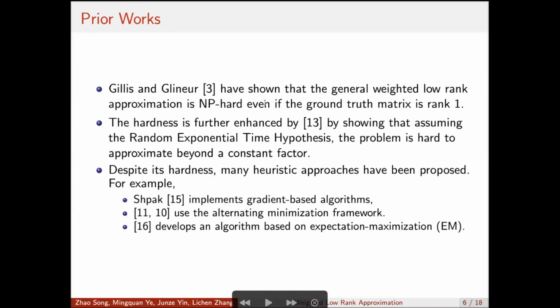Prior works focus on showing that the general weighted low-rank approximation is NP-hard, even if the ground truth matrix is rank 1. The hardness is further enhanced by showing that, assuming the randomized exponential time hypothesis, this problem is hard to approximate beyond a constant factor. Despite this hardness, many approaches have been proposed. For example, one work implements a gradient-based algorithm, and other works use the alternating minimization framework. Also, another work develops an algorithm based on expectation maximization.